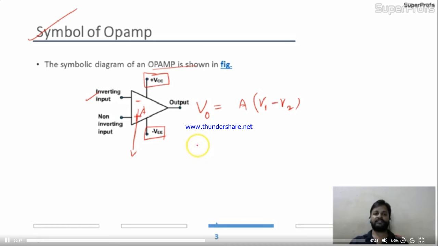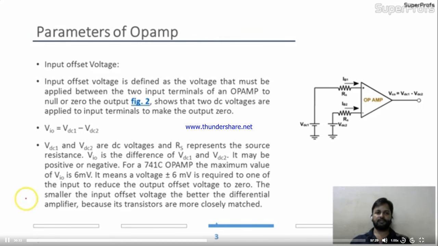Now we'll see some op-amp parameters, and then we'll see some strategy related to op-amp circuits. I mean, we'll see the feedback, open loop and closed loop and so on. So let's come to the parameters now.